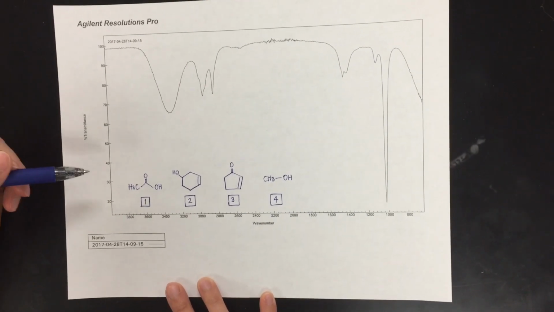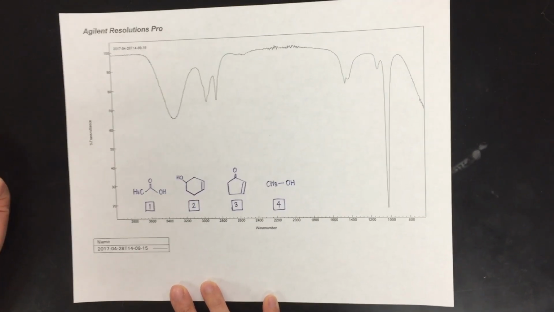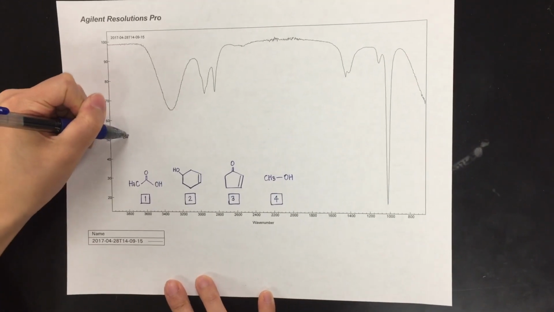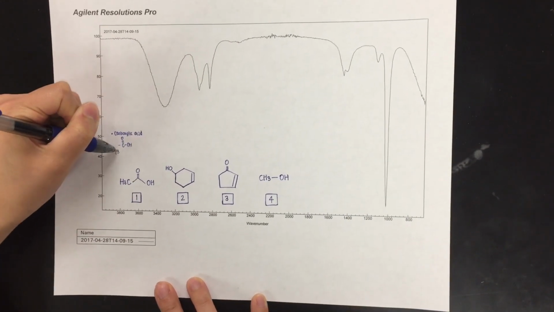Here we have an IR spectra of one of these 4 compounds. We still don't know which compound it is. Let's analyze it. The first compound has a carboxylic acid and sp3 hybridized carbons.